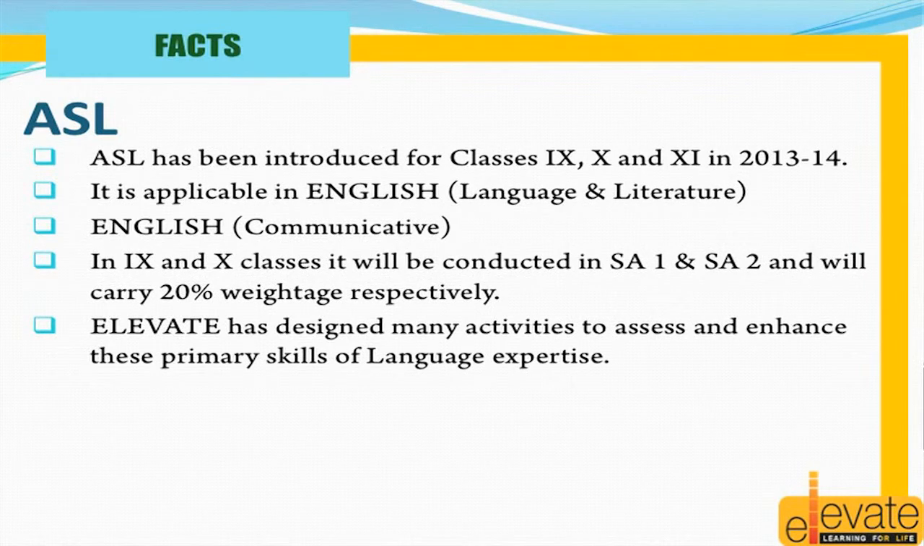ASL has been introduced for classes 9th, 10th and 11th in 2013-14. It is applicable in English language and literature and English communicative. In 9th and 10th classes, it will be conducted in Essay 1 and Essay 2 and will be carrying 20 marks weightage respectively. Elevate has designed many activities to assess and enhance these primary skills of language expertise.